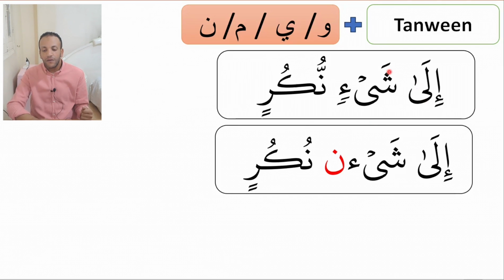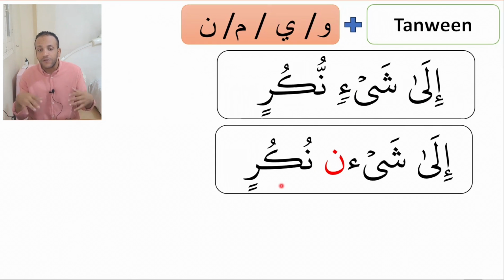إلى شيء نكر. إلى شيء نكر. Here I am prolonging, and here it is a nasal sound because the noon also has its own nasal sound. إلى شيء نكر. Okay, so that's all about this rule.